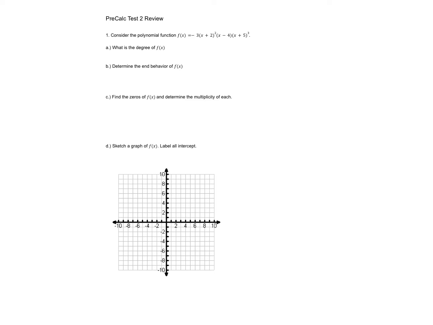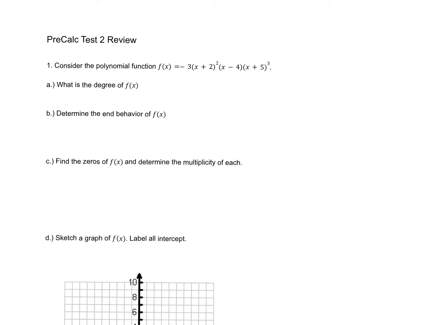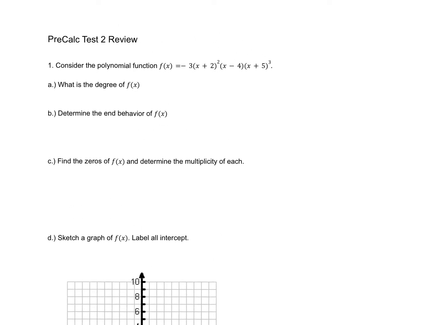All right, let's look at some problems that'll help us review for our second test over chapters 2 and 3. So one of the problems we had was a polynomial function like this that is all factored out, where we have all the factors so that we can find the zeros and everything else. Now, if you look at this, the degree is just the total number of factors. So I have 2 here, 1 here, and 3 here. So 2 plus 1 plus 3 is simply 6.